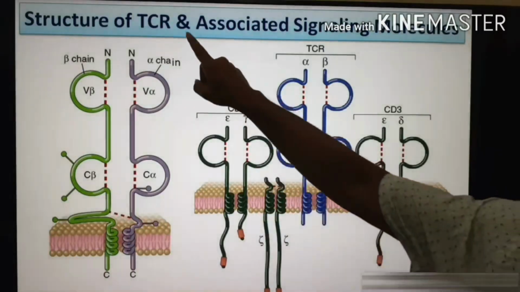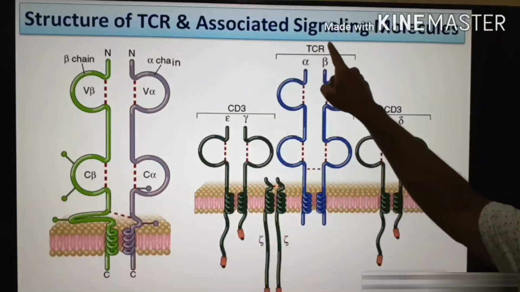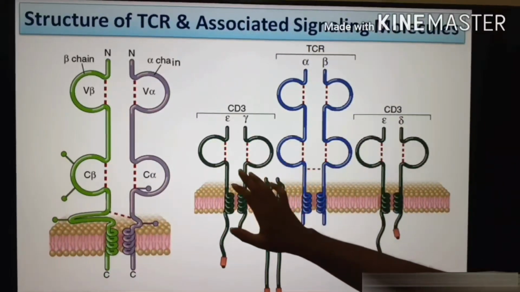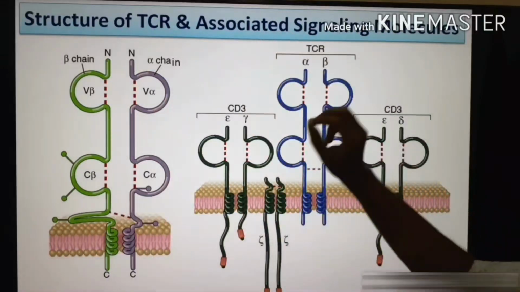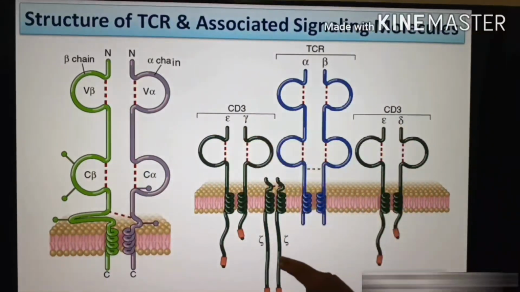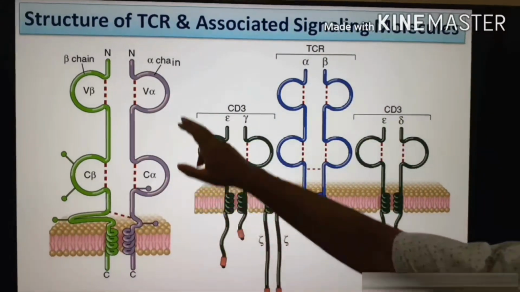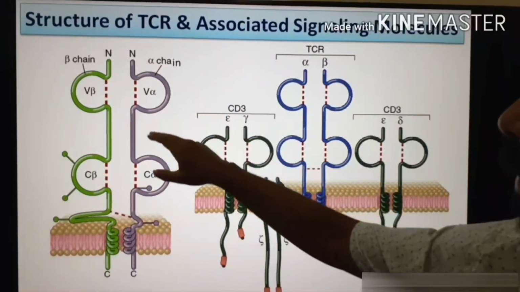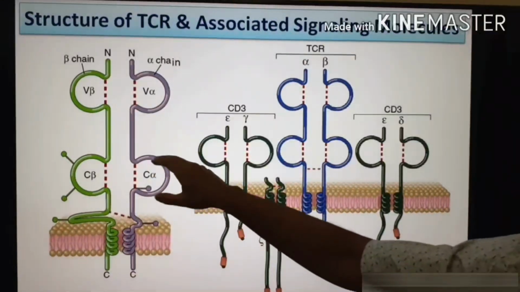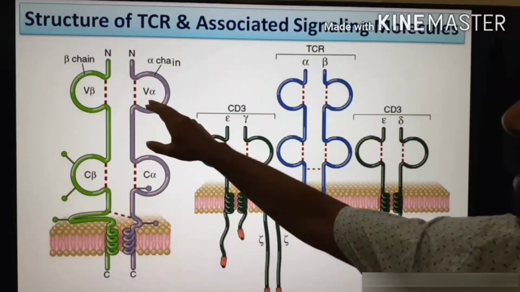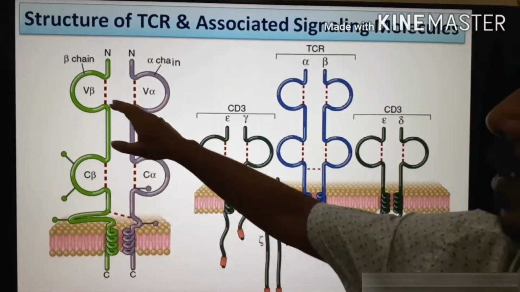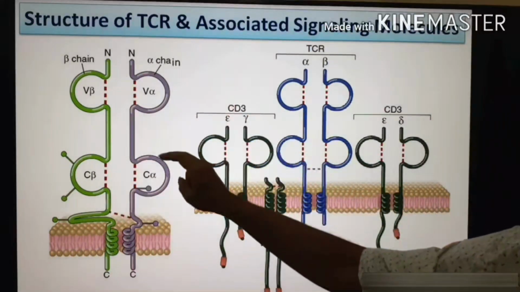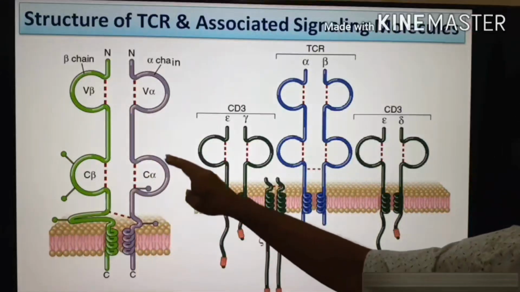Next, the structure of T cell receptor and associated signaling molecules. The T cell receptor complex is also composed of some associated molecules like CD3 and zeta, and you can see the structure of TCR. The T cell receptor is composed of alpha and beta chains. In this case also, the alpha chain is composed of variable and constant region, and the beta chain is also composed of variable and constant region, because the T cell receptor is also an immunoglobulin family member.